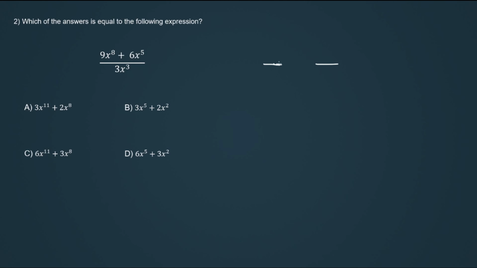And in each fraction, we're going to have 1 term in my numerator, so 9x to the 8, and 6x to the 5. And the denominator for both fractions is exactly the same. It's the same as the original one. And here, because I had a plus sign, I'm going to put a plus sign between the fractions.